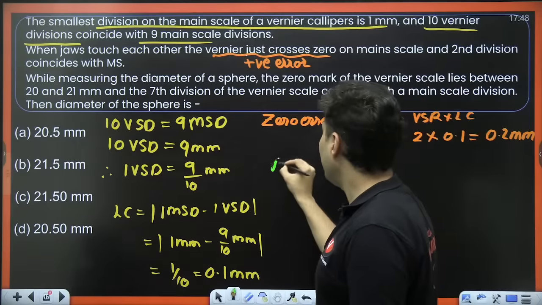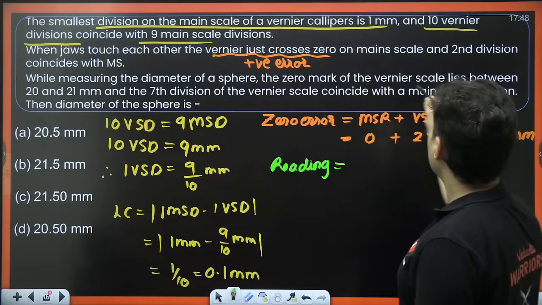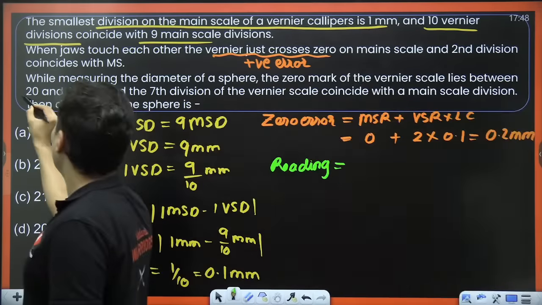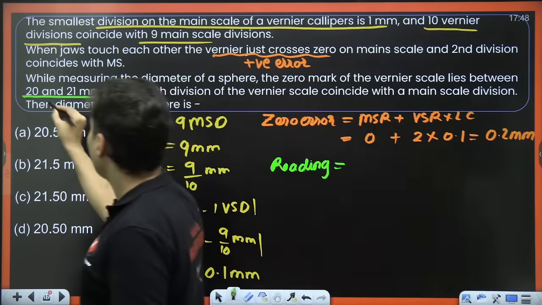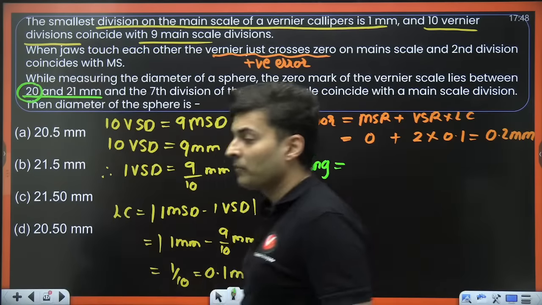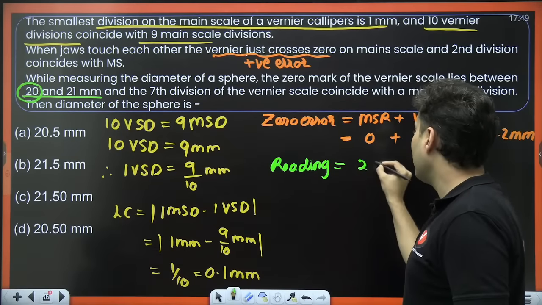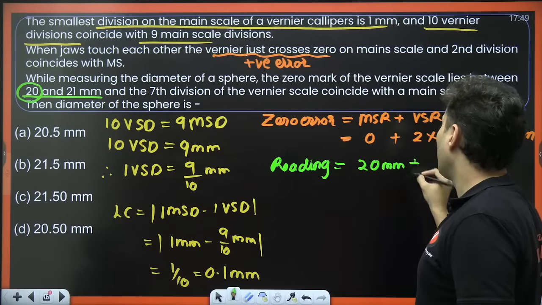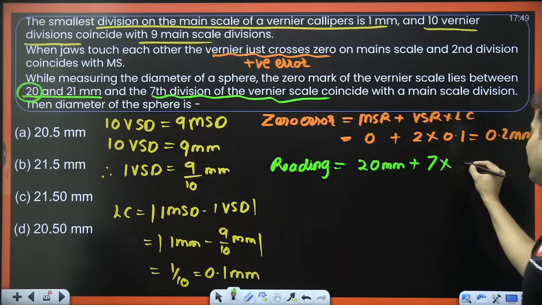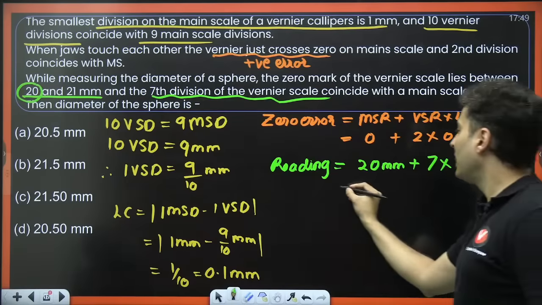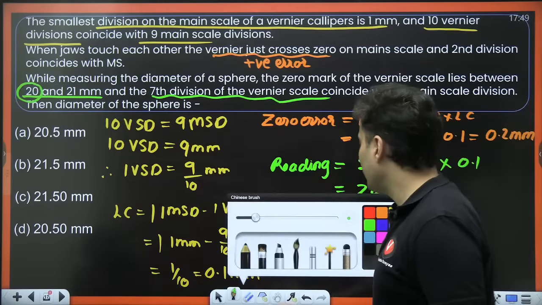What is the reading that I am getting when I put the object? Reading what I am getting with the object, you can see the vernier scale lies between 20 and 21. That means it has crossed 20. Don't take main scale reading as 21. It has crossed 20. It's between 20 and 21. So main scale reading will be 20 millimeters. Vernier scale reading, 7th division of the vernier scale. So 7 into least count, which is 0.1. So that will give me 20.7 millimeters. But that's not the correct answer.